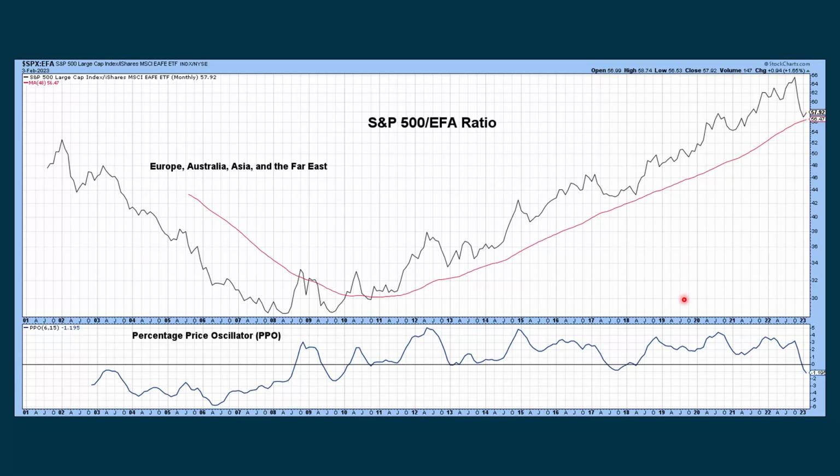Another thing we can look at is a thing called the percentage price oscillator, or PPO. That's down below. And when you see other times when we drop down below this line and then turn back up, that can often be very positive for the S&P 500, especially on a ratio basis. We're watching this chart to see if the PPO starts to turn back up. It's still declining, but we'll keep an eye on that.